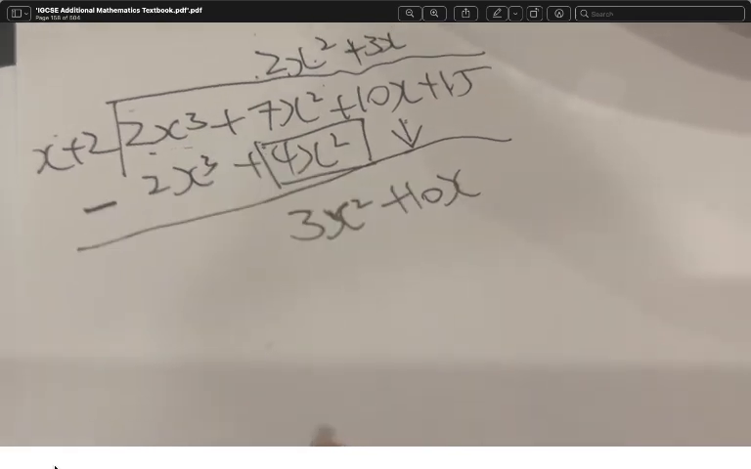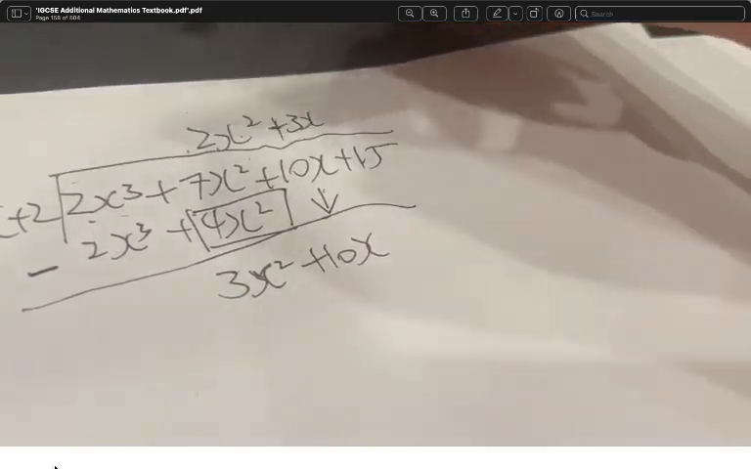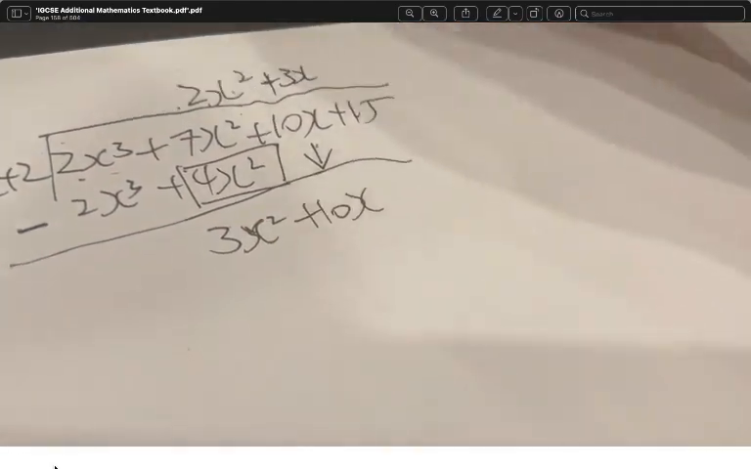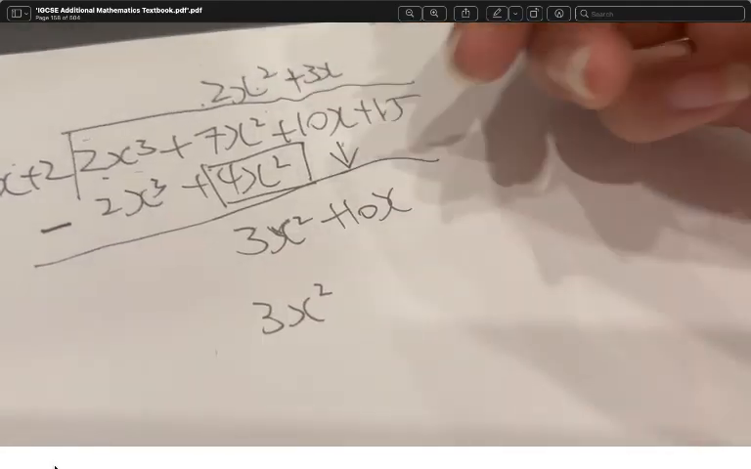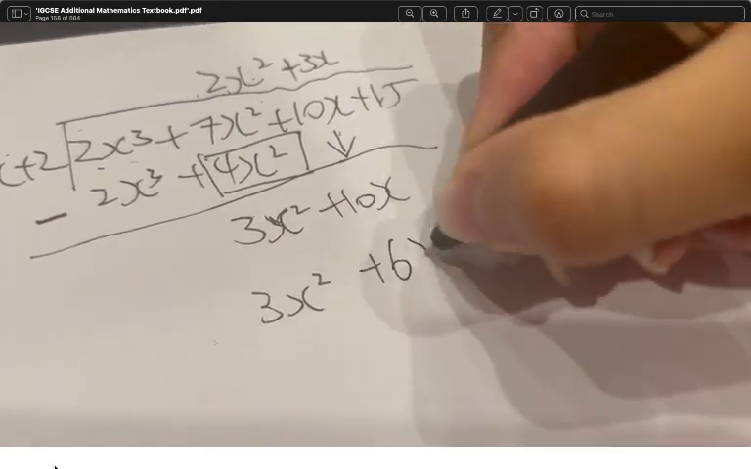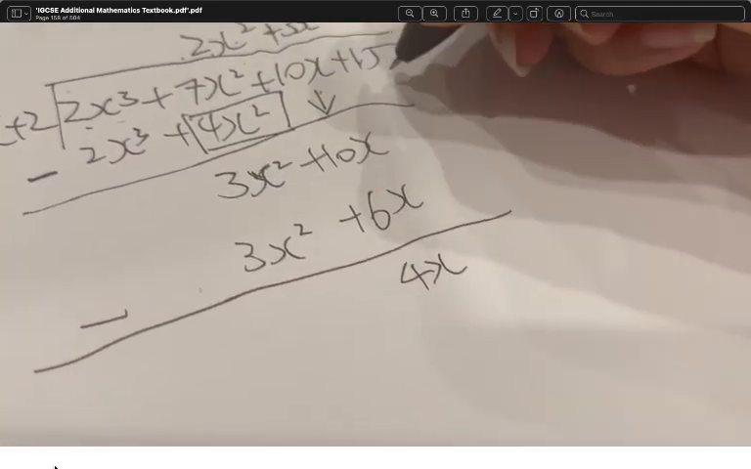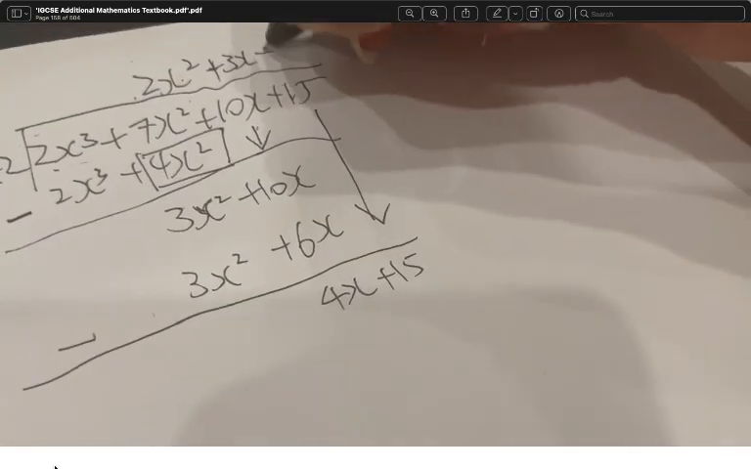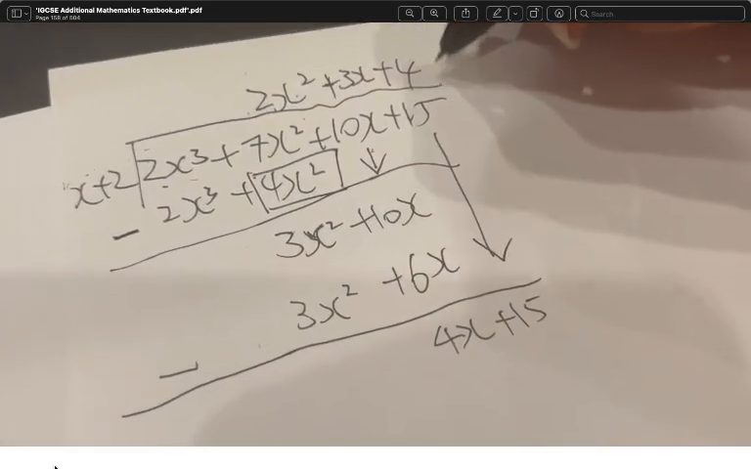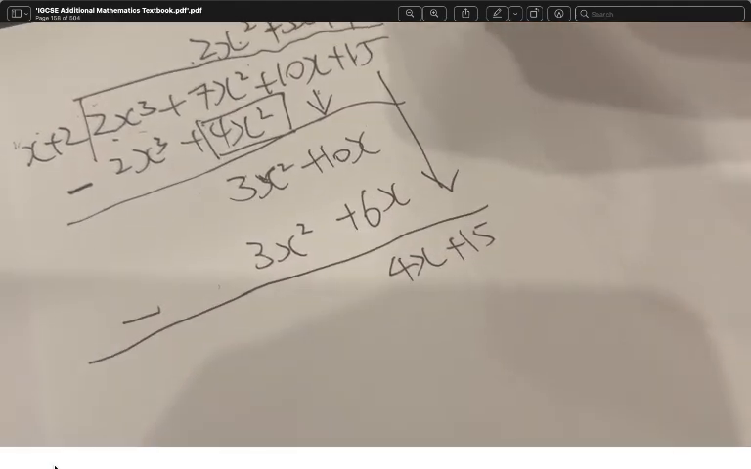3x² plus 3x times 2 is 6x, subtract them from each other and it's 4x now. So with 4x, the 15 will drop, and 4x plus 15, and the division process will now continue. To obtain 4x, the quotient will have to be 4, because 4 times x is the only way you can obtain 4x. So 4 times the divisor, each term: 4 times x is 4x, and 2 times 4 is 8. So 15 minus 8, the remainder you get is 7.